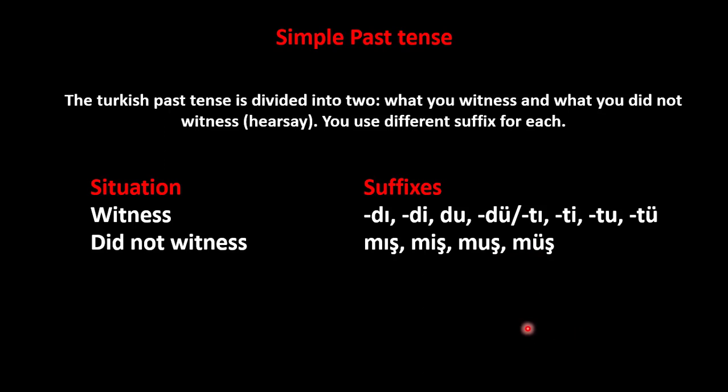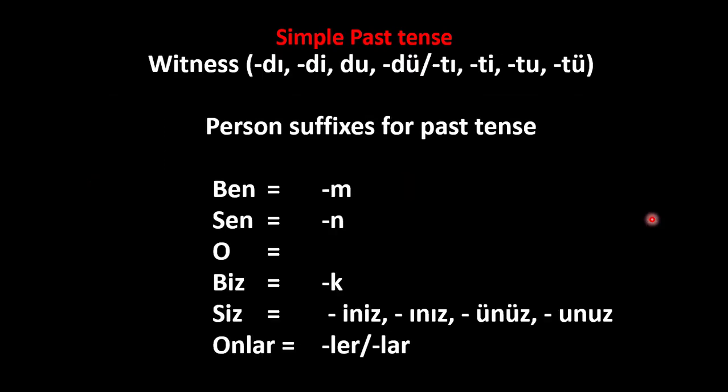Now, events such as something that happened in the past that your grandmother narrated to you, and you in turn want to narrate the same thing to somebody else, you have to use this mış, miş, muş, etc., because you did not witness that. But in something that you witnessed or did yourself, then you use this one. So that's the difference. So first, let's look at the one you witness.